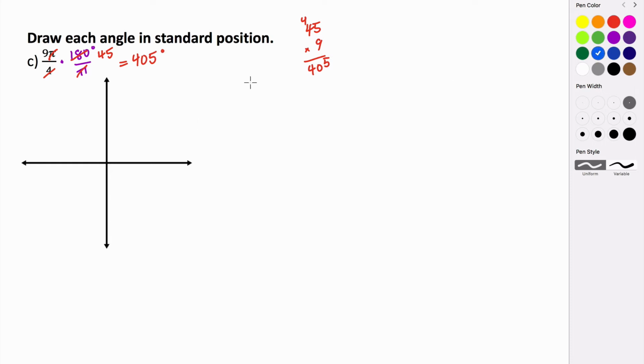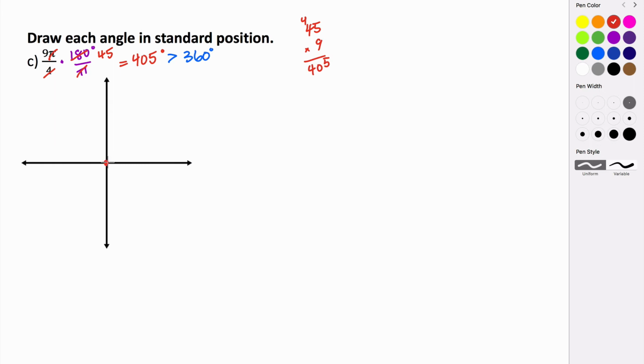Now, interestingly enough, 405, that's greater than a full rotation. It's more than 360 degrees. And it's more by 45, right? 405 minus 360 is 45 degrees. So that means that our angle is actually going to be more than a full rotation around the unit circle. And it's going to be more by 45 degrees.